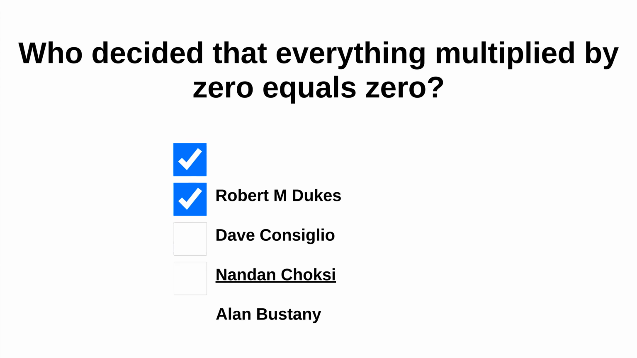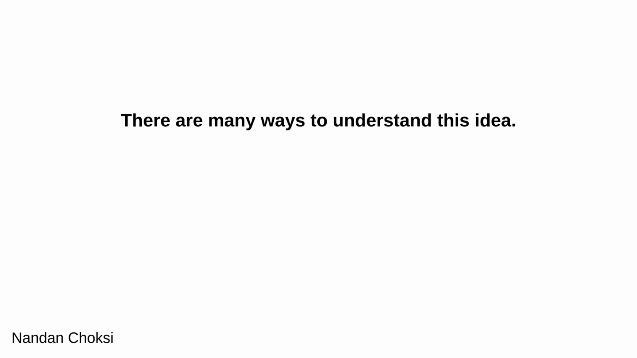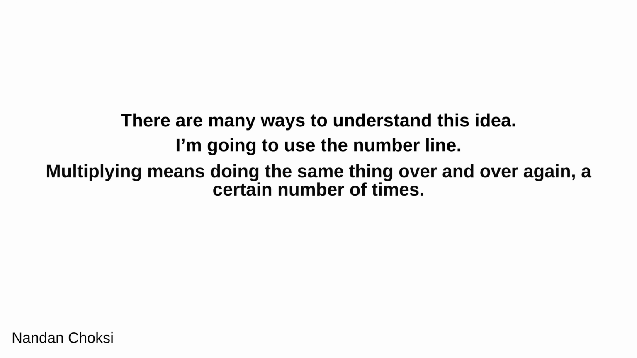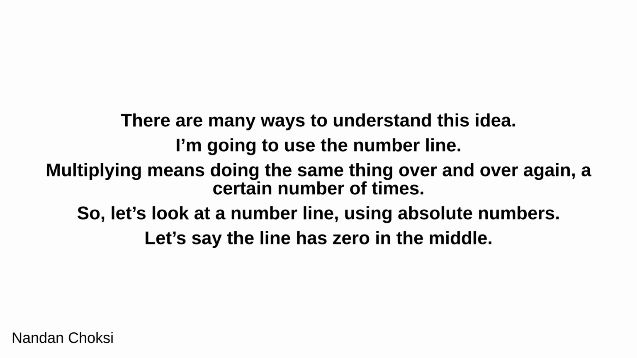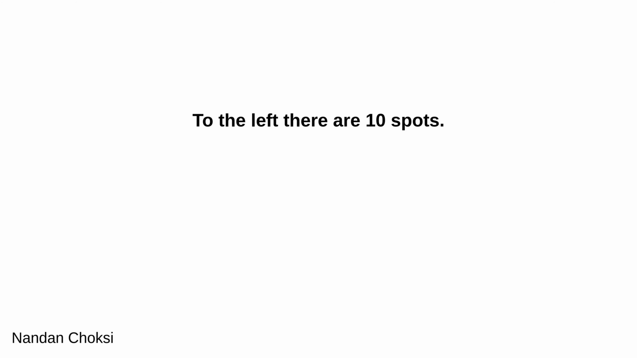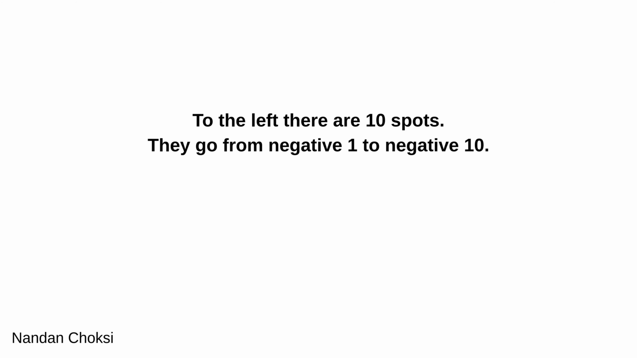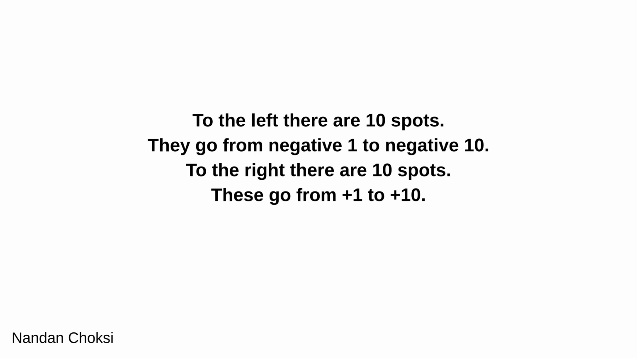We continue with Nandan Choksi's answer. There are many ways to understand this idea. I'm going to use the number line. Multiplying means doing the same thing over and over again, a certain number of times. So, let's look at a number line, using absolute numbers. Let's say the line has 0 in the middle. To the left there are 10 spots. They go from -1 to -10. To the right there are 10 spots. These go from +1 to +10.